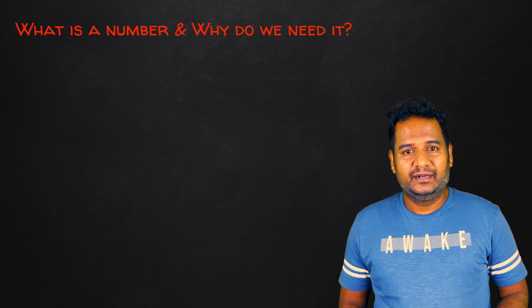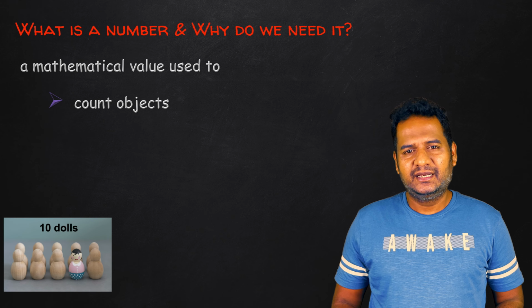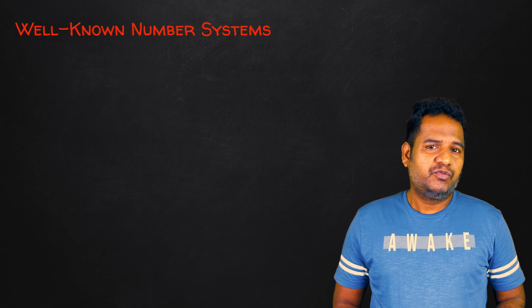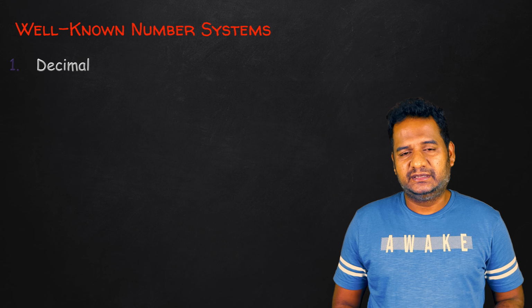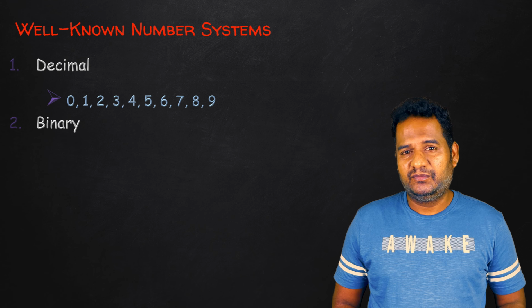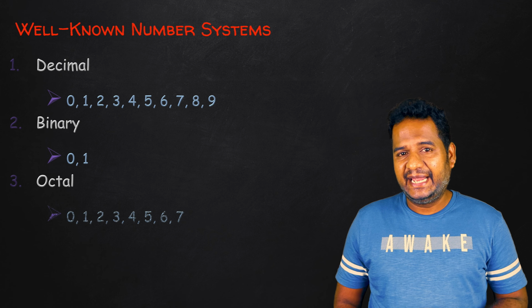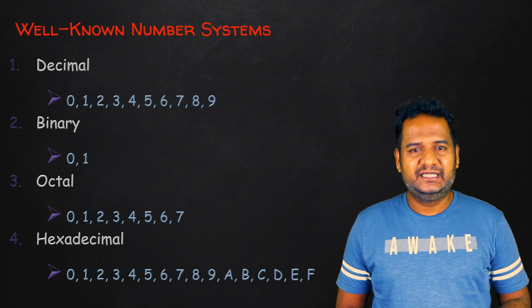So what is a number? A number is a mathematical value used to count objects, measure things and perform arithmetic operations. We have the following four well-known number systems. The first one is the decimal number system, which has 10 symbols. Then we have the binary number system, which has 2 symbols. Then we have the octal number system, which has 8 symbols. And finally we have the hexadecimal number system, which has 16 symbols.